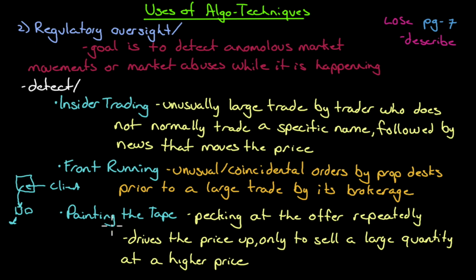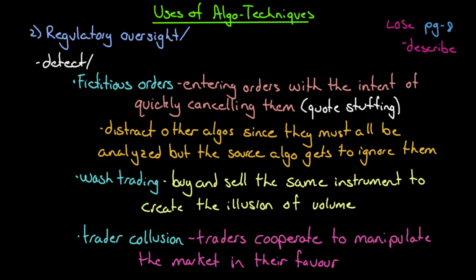Painting the tape. Pecking at the offer repeatedly. All you're doing is taking out the offer, and if there's small volume on the offer, you keep taking out the offer. It gives the illusion that there's upward momentum in the market, more people come into the market, drives the price up, only to sell a large quantity at a higher price. So you're sort of just luring him into the den like a coyote does with its prey. It just sort of lures him in the den, and once the prey is in the den, they all attack. So those coyotes, they are wily. All right, let's keep going.